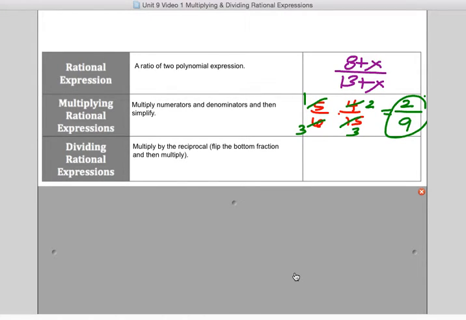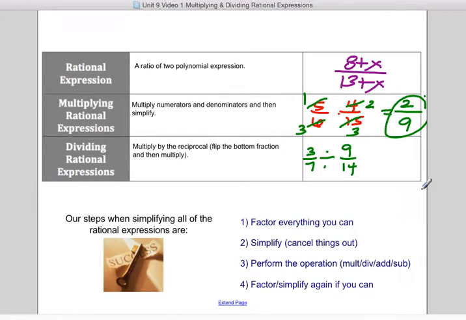Then we're going to be dividing rational expressions. Well, if we're dividing, all you need to do is multiply by the reciprocal. So flip the bottom fraction and then multiply. So for instance, if I have 3 over 7 divided by 9 over 14, I am just going to multiply by the reciprocal of the second fraction. So I would have 3 over 7 times 14 over 9. Then I would do the same process that I did for multiplying. I would simplify. These are both divisible by 7, so 2 and 1. These are both divisible by 3, so 1 and 3. 1 times 2 is 2. 1 times 3 is 3. So that one simplifies to 2/3.